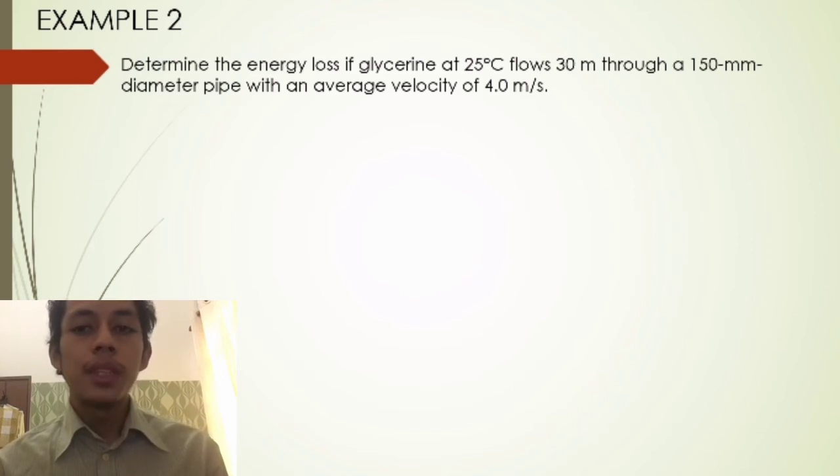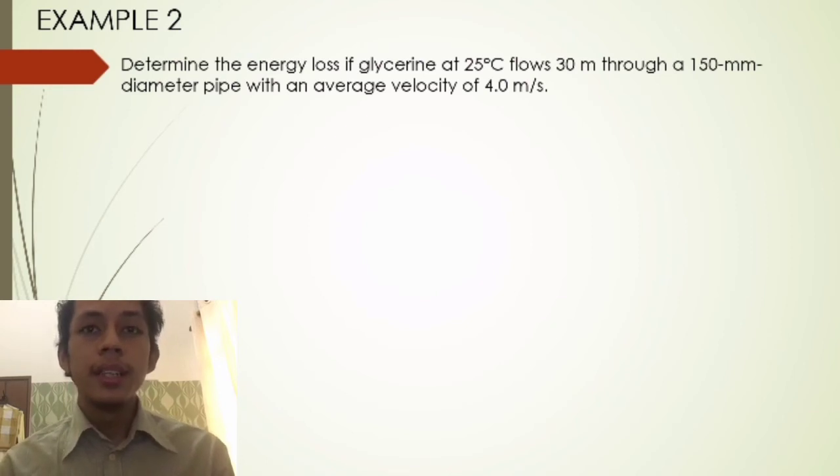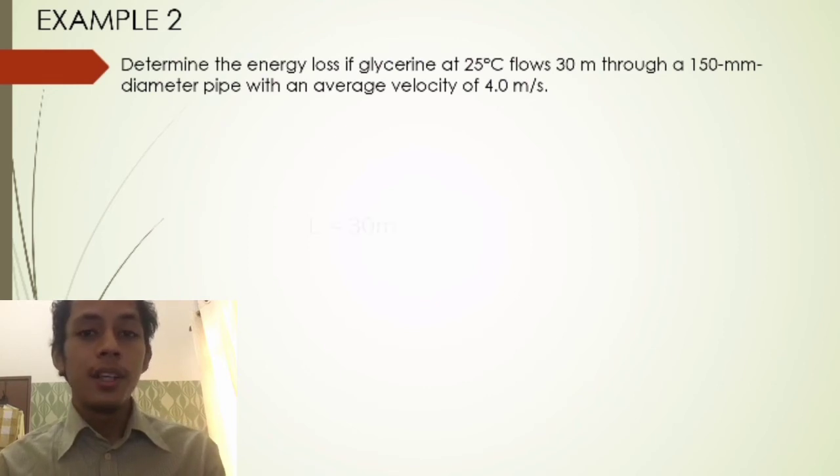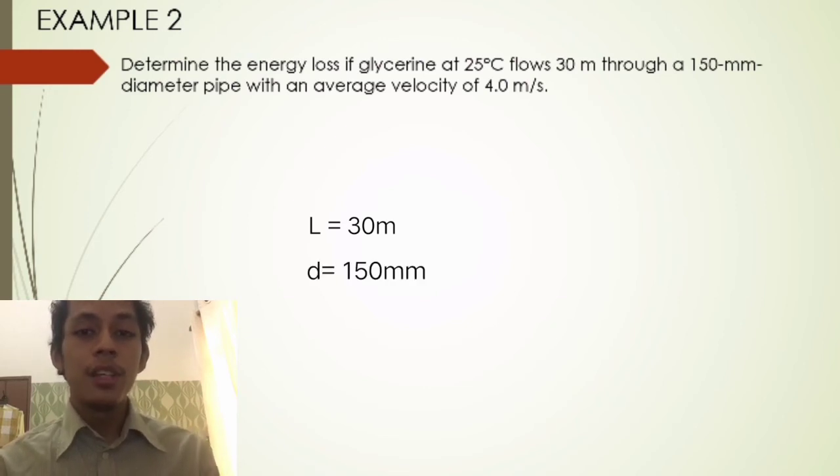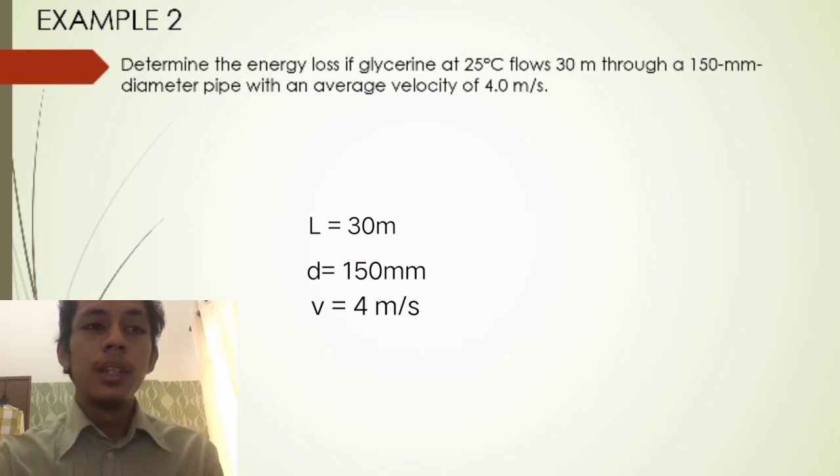So what is the object used? It is glycerin. The temperature is 25 degrees Celsius. The length of it is 30 meters. The diameter is 150 millimeters. And it has a velocity of 4 meters per second. So according to Darcy's equation, we can find the energy loss very easily.